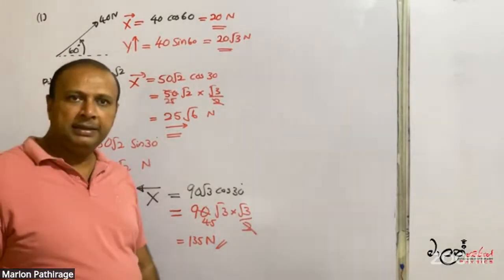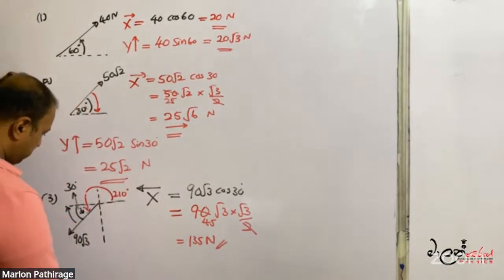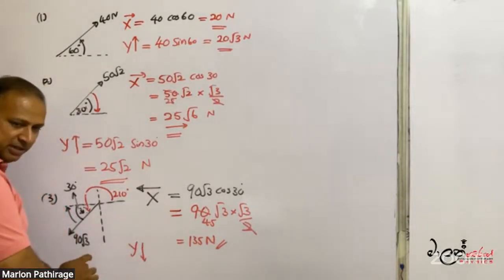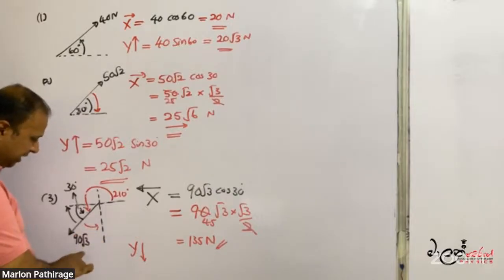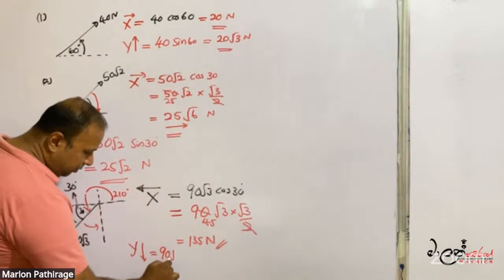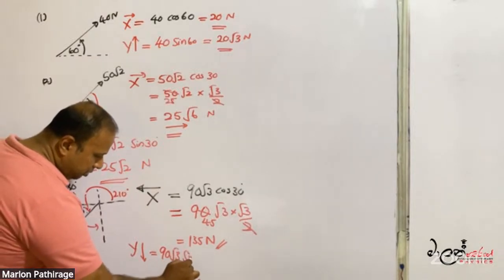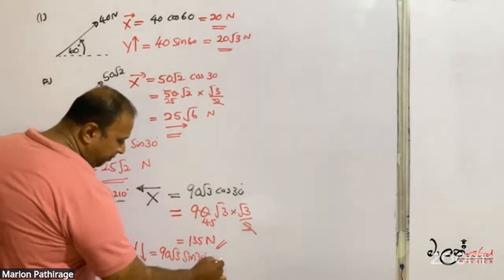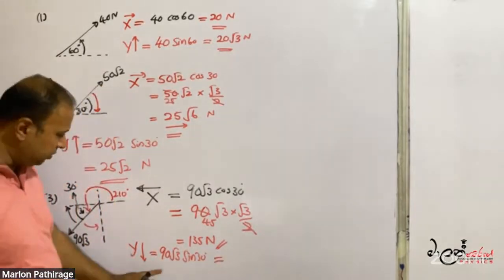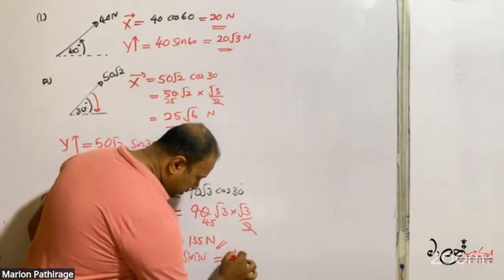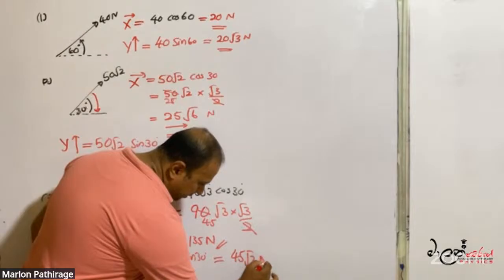Then the y component. Y component is in downward direction. 90 root 3 sin 30. You know sin 30 is half, that means you have to divide this by 2. That means 45 root 3 Newton.